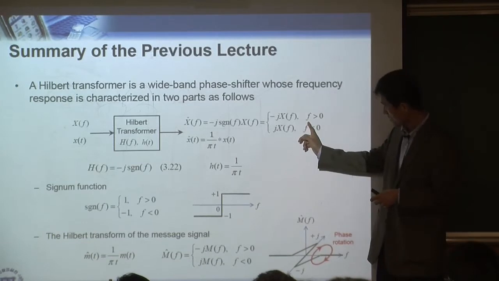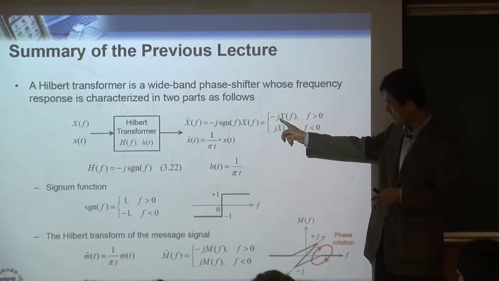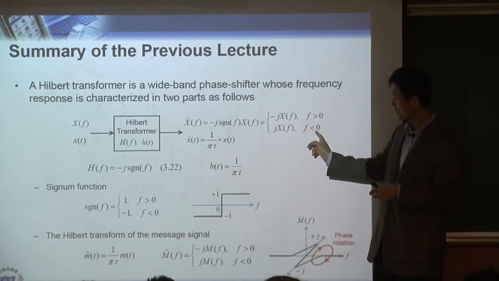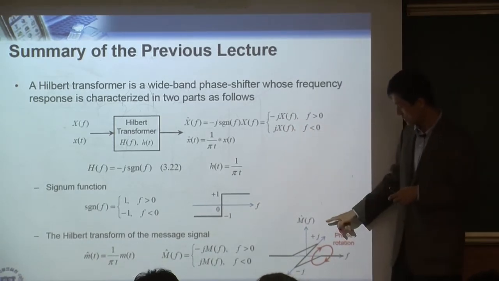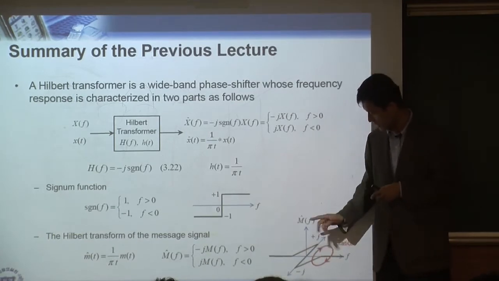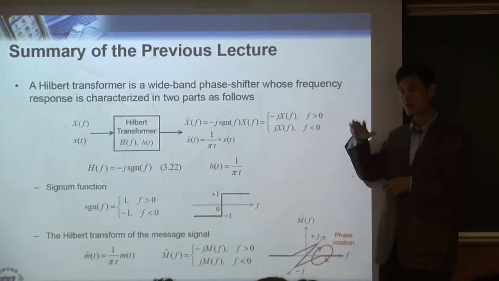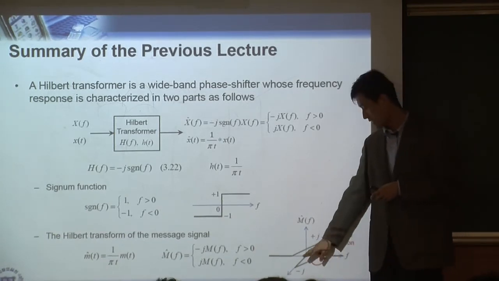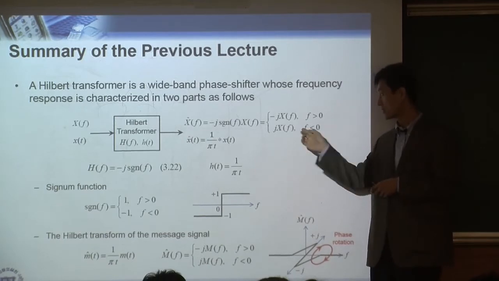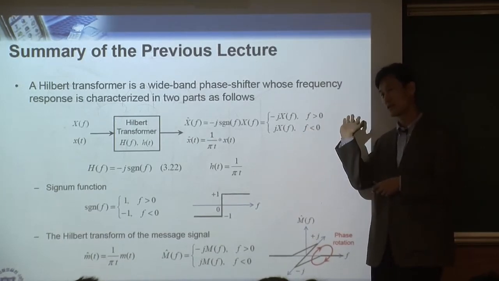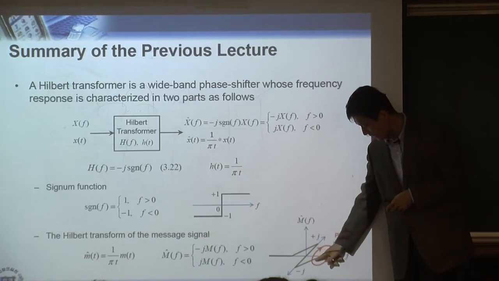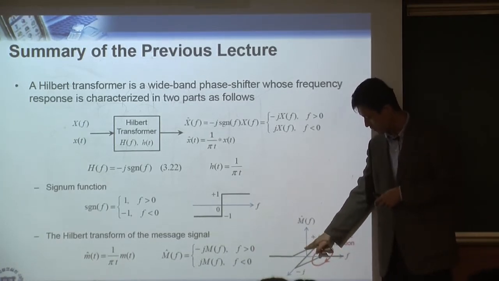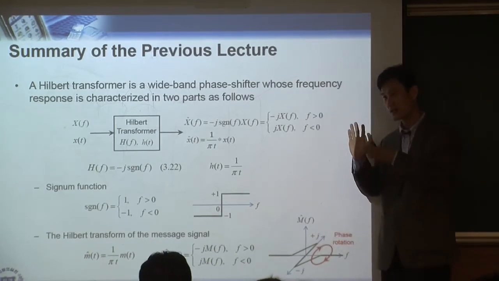But as you can see here, in the positive frequency you have a minus j, a minus 90 degree phase rotation, and in the negative frequency, a positive 90 degree phase rotation. So positive and negative are now rotating in different directions, right? Positive frequency, minus 90 degree. Okay? Negative frequency, positive 90 degree.